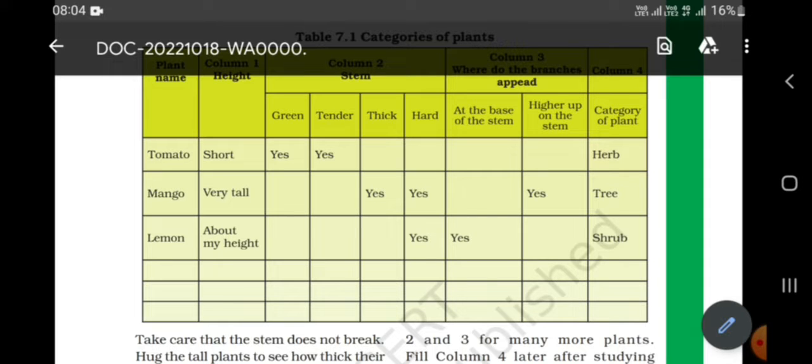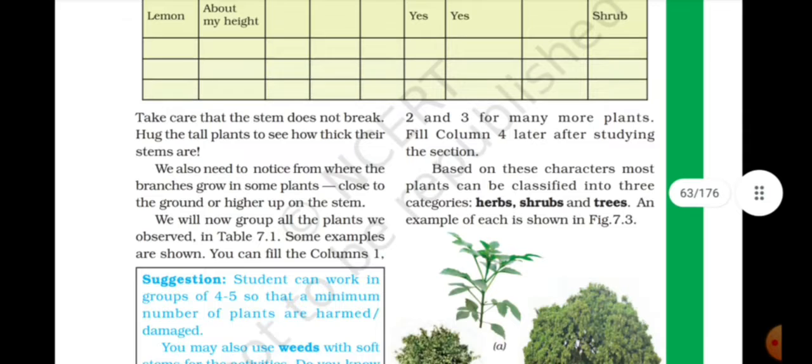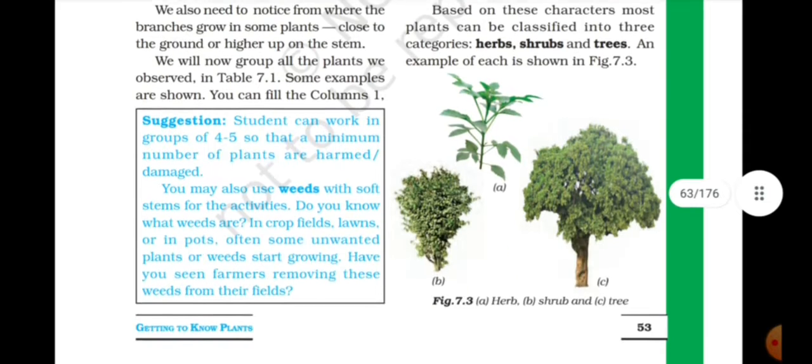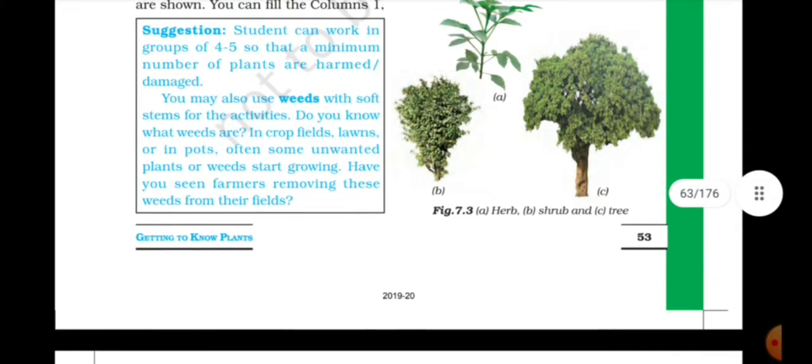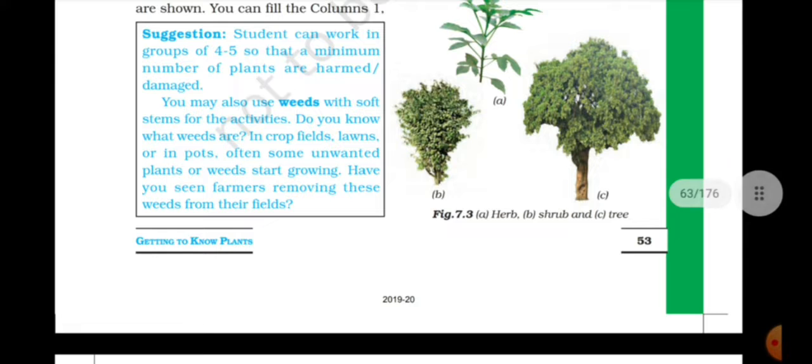Herb very small, shrub थोड़ा सा tall, or tree tallest. We have seen कि herb क्या है, shrub क्या है, और tree क्या है. Now there is a term called weeds. What are weeds? Unwanted plants in the field or farm are called weeds.